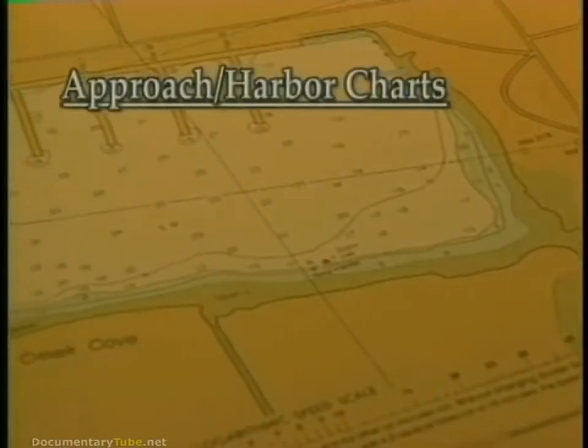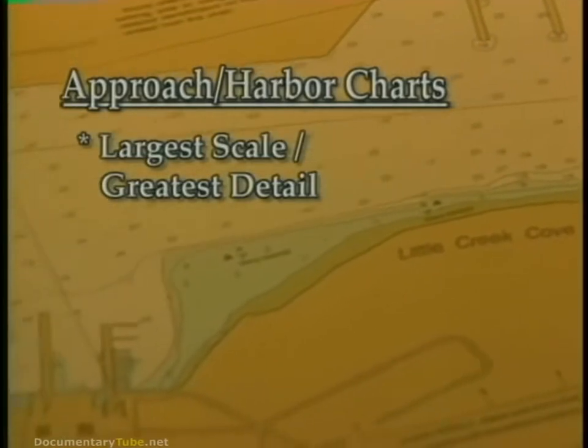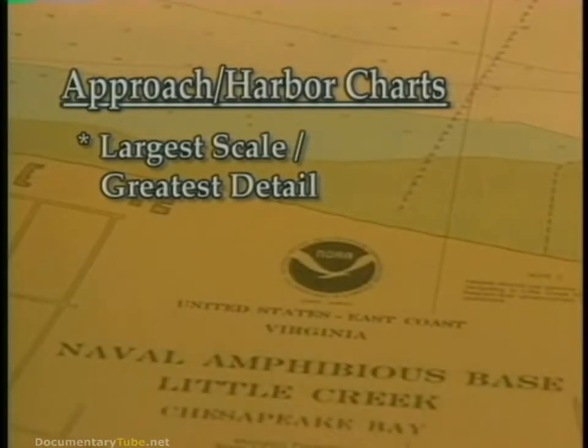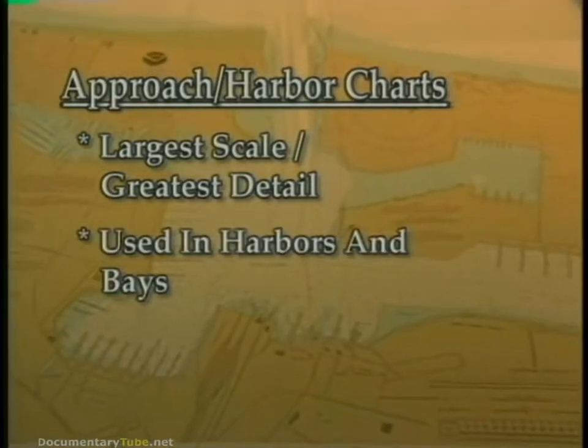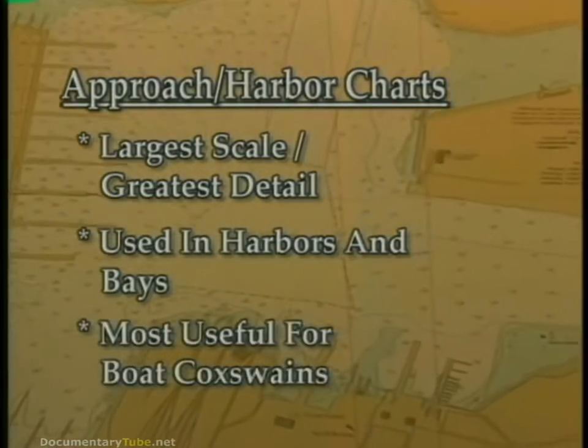The last chart we will discuss is called the approach or harbor chart. Of all the charts that we have discussed, the approach harbor chart has the largest scale and shows the greatest level of detail. Approach harbor charts are used in harbors and bays. They are particularly useful to boat coxswains.